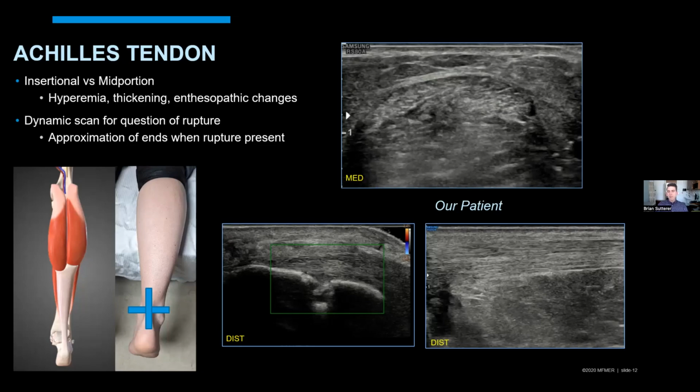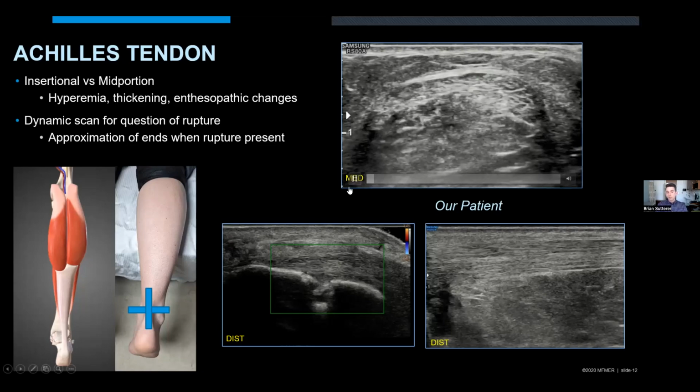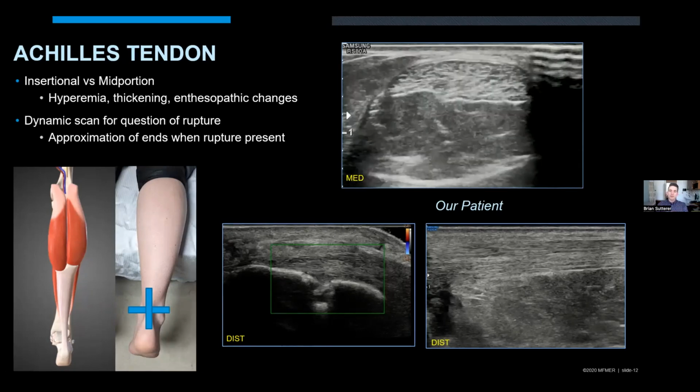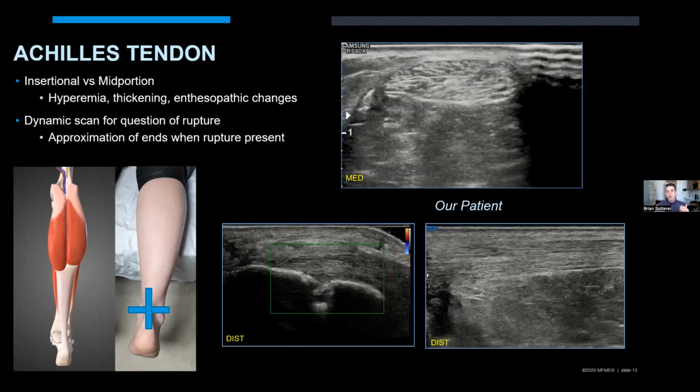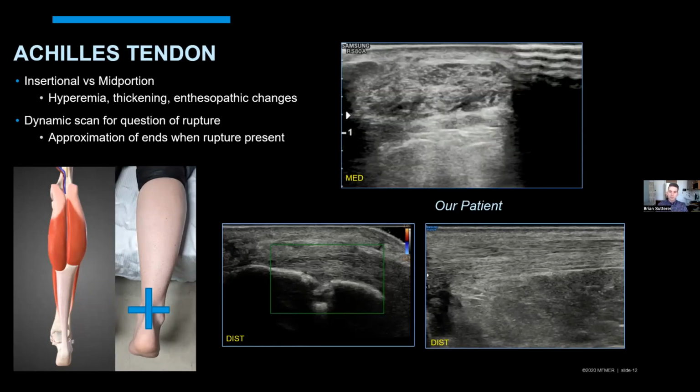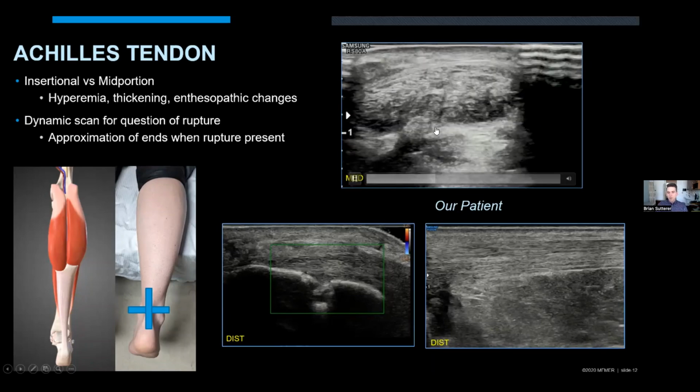I think certainly a dynamic scan is very important in individuals where there's concern for an Achilles rupture, because number one, you can see if in fact there is no conjugate motion, but then also how well the two ruptured ends come together, which can help in terms of ultimate non-operative success. And so this was our patient.